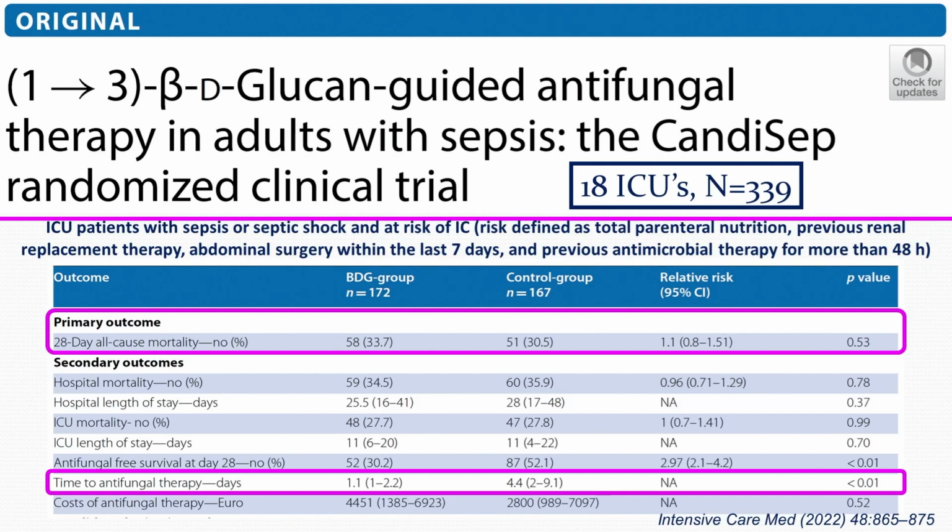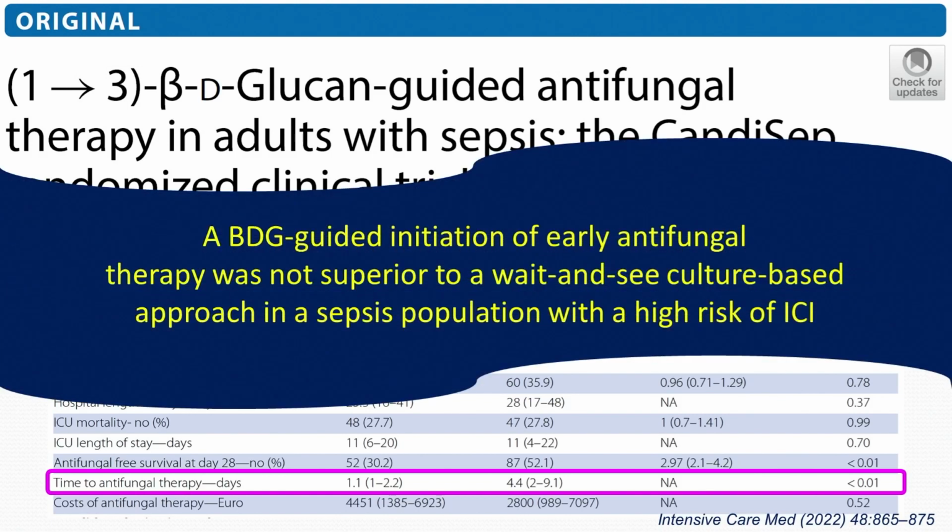So if you see, the time to antifungal therapy in the BDG arm was 1 day versus 4.5 days for the control group. But if you look at the mortality, it did not improve. Clearly showing that you should not be relying on the BDG. A culture-driven strategy possibly still is a better way to go.